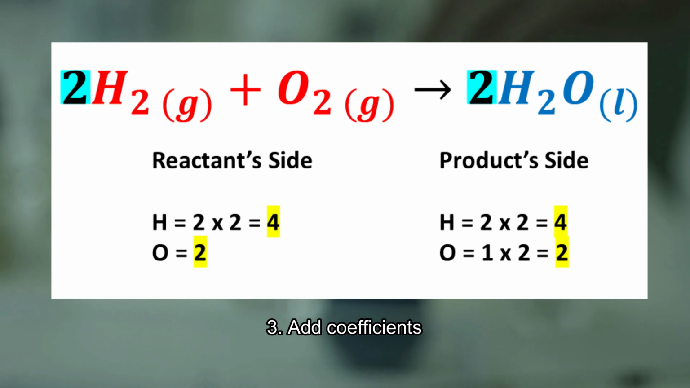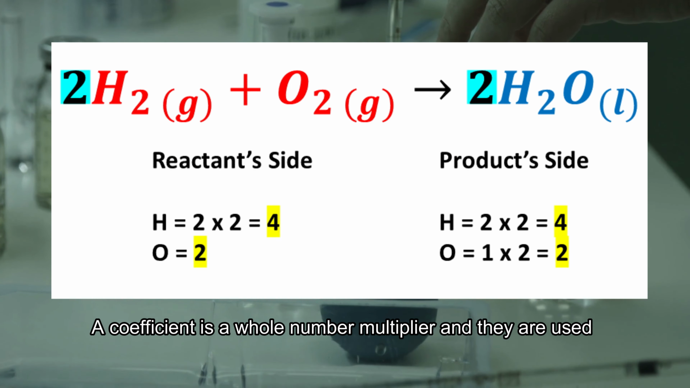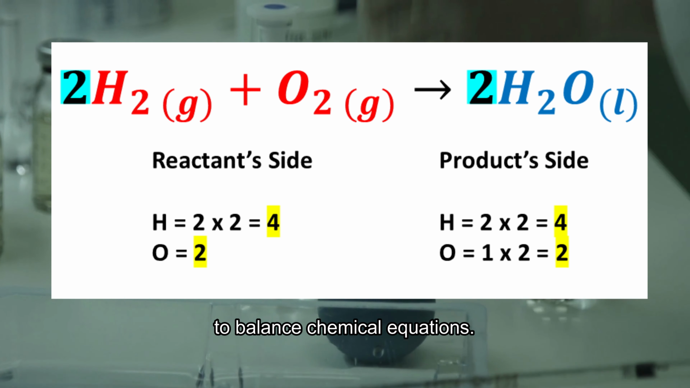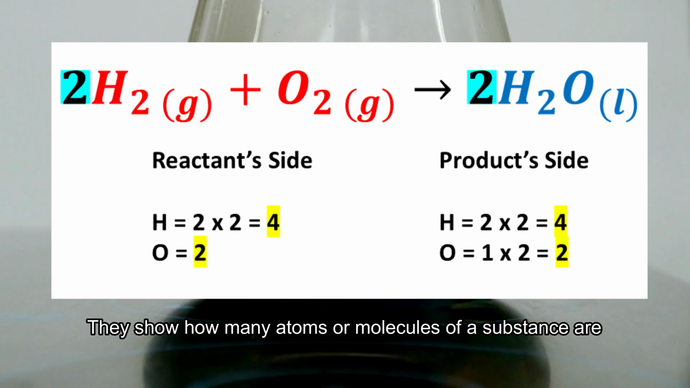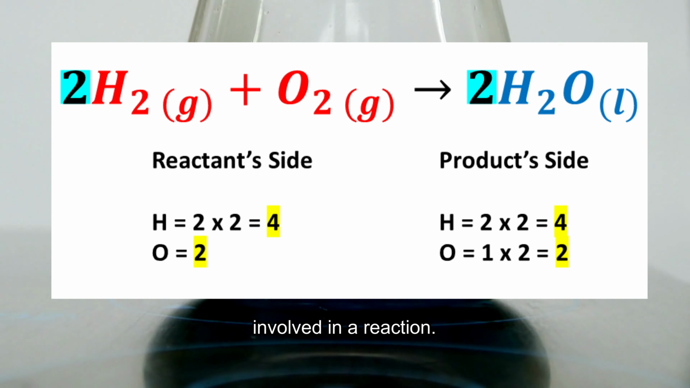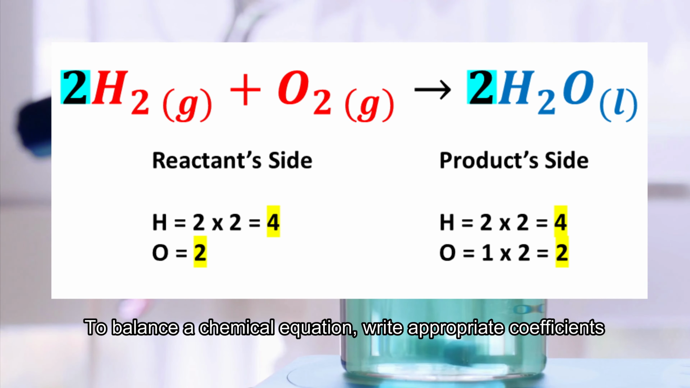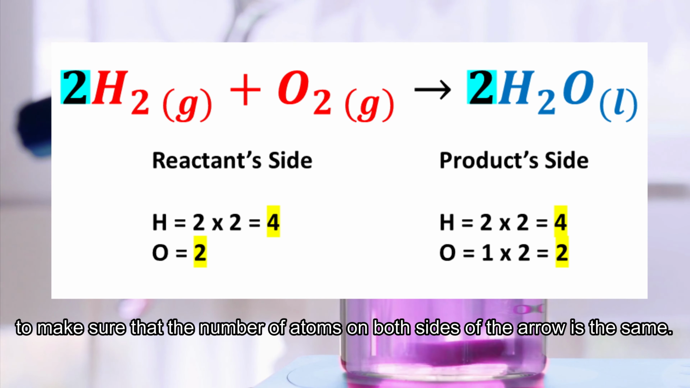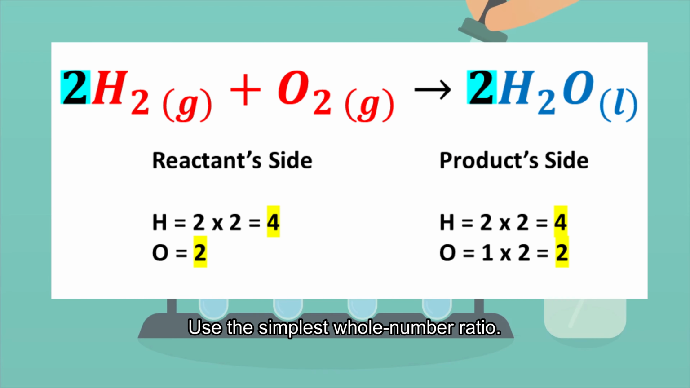Step 3. Add coefficients. A coefficient is a whole number multiplier and they are used to balance chemical equations. They show how many atoms or molecules of a substance are involved in a reaction. To balance a chemical equation, write appropriate coefficients to make sure that the number of atoms on both sides of the arrow is the same. Use the simplest whole number ratio.